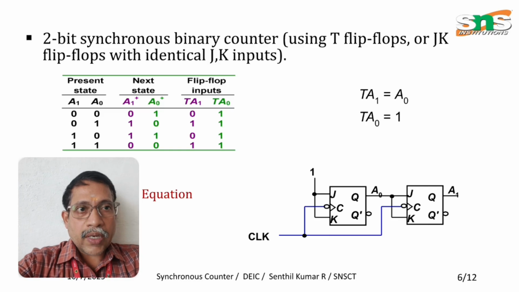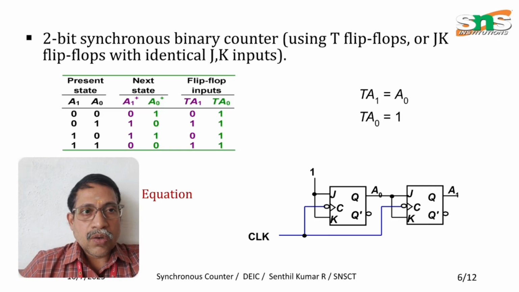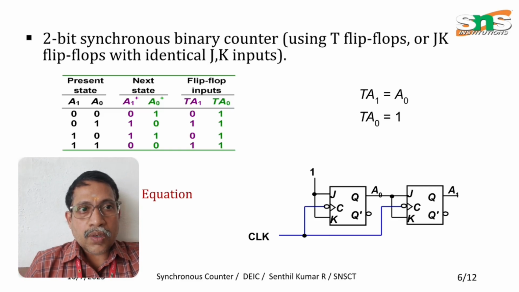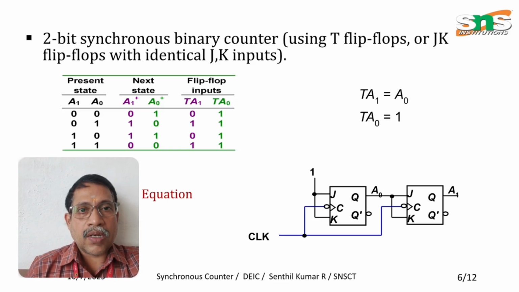Therefore, there are only two connections. A0 is the input for the second flip-flop, and 1, that is plus VCC, is the input for the first flip-flop. And the output is taken as A0 and A1. This logic diagram represents a 2-bit synchronous binary counter.